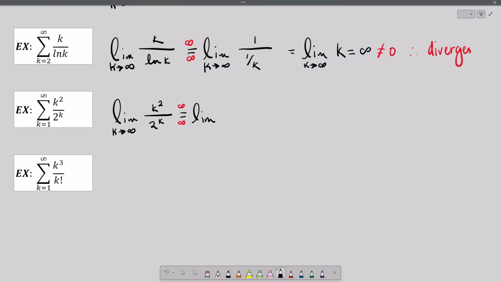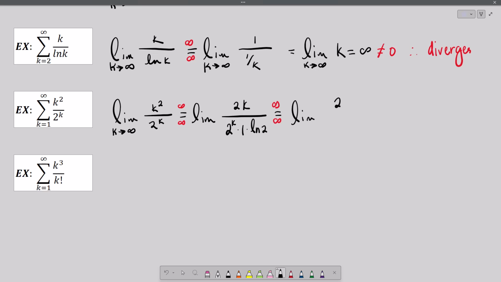We would use L'Hopital. So we take one derivative. Derivative of an exponential is itself times the derivative of the exponent, which is 1. Derivative of k with respect to k is 1, times the natural log of the base. So this is still, and because that has power 2, we're going to have to use L'Hopital's twice.